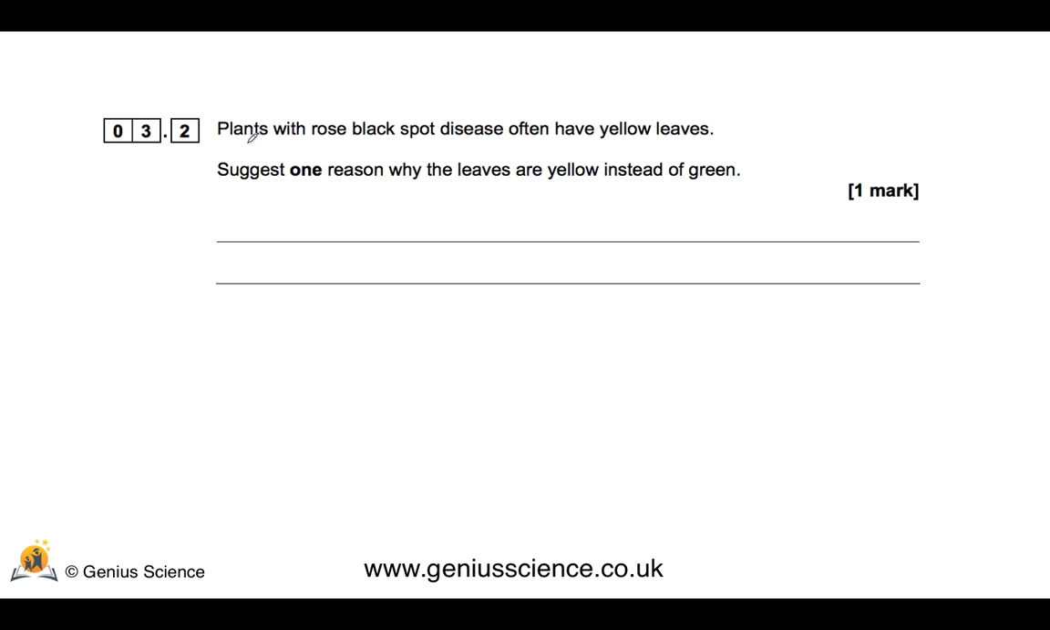Question 3.2. Plants with rose black spot disease, remember caused by a fungus, often have yellow leaves. Suggest one reason why the leaves are yellow instead of green. Now, this we need to think, well, why is a plant green in the first place? Well, a plant is green, or bits of the plant are green, because it contains chlorophyll. And this is where our answer lies. So if the leaves are not green, they are now yellow, it will be because there is no chlorophyll.